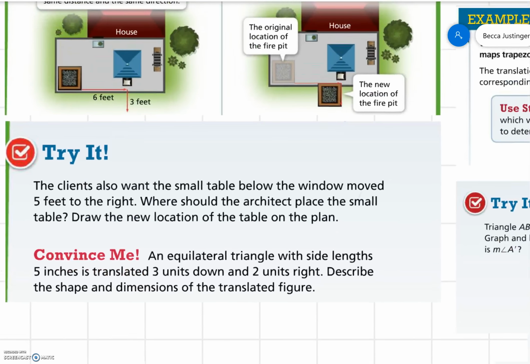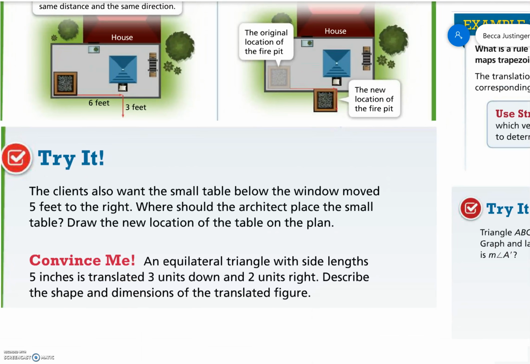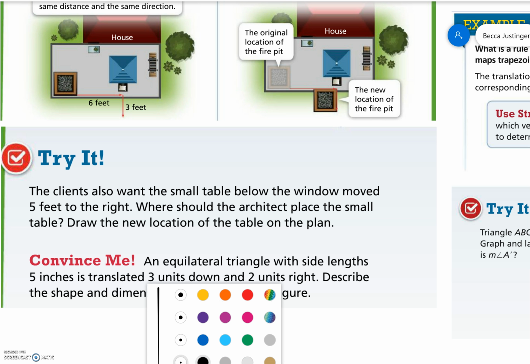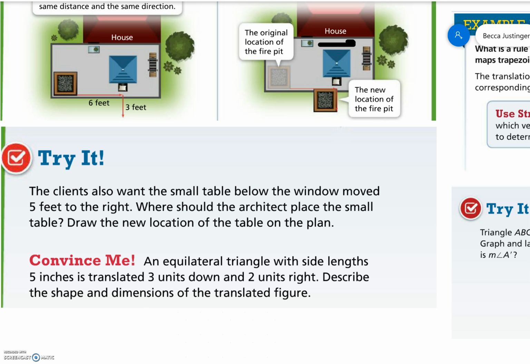Let's try it. The clients also want a small table below the window moved 5 feet to the right. Where should the architect place the small table? Draw the new location of the table on the plan. So here's our table. It's right under there. So we're going to move it 5 feet to the right. There's our 5 feet. Still the same table, still the same shape, size, still facing the same way.